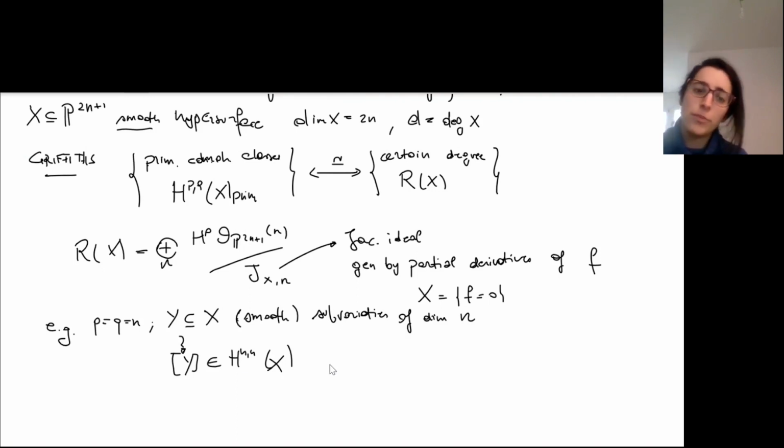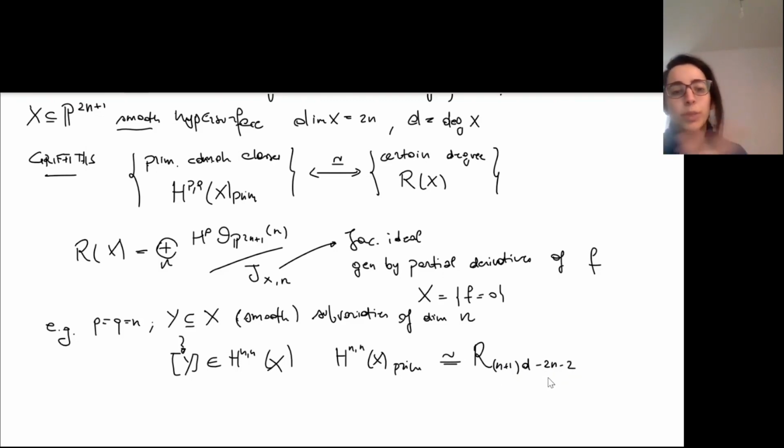And the primitive part of this H^{2n}, the Griffiths theorem tells you, is isomorphic to the degree (n+1)d - 2n - 2 part. There is a formula involving p and q, d and n in general, but I will just use this. The degree is not important. What's important is that starting from a class, we can associate in a standard way polynomials, and we try to understand those polynomials better to get back and to reconstruct the curve.